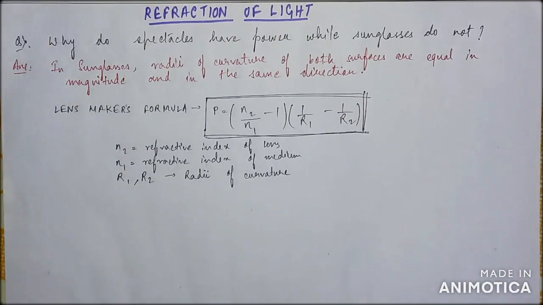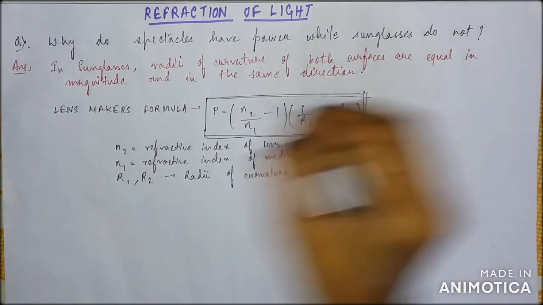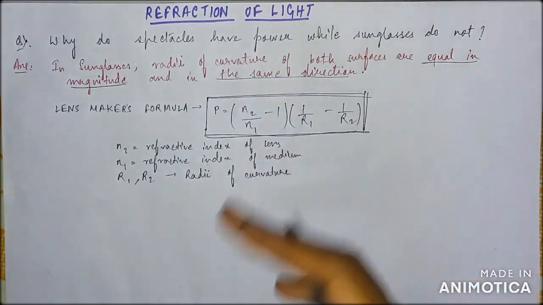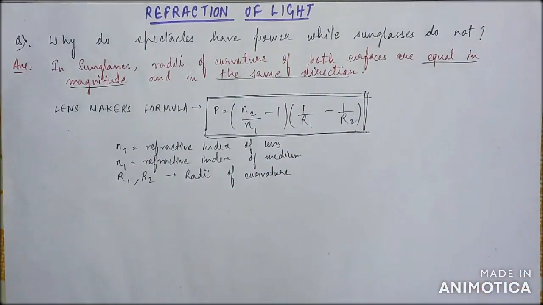Hello everyone, so today we have a question. Why do spectacles have power while sunglasses do not? The answer is, in sunglasses, radii of curvature of both surfaces are equal in magnitude and in the same direction. Now let us understand this in more detail.